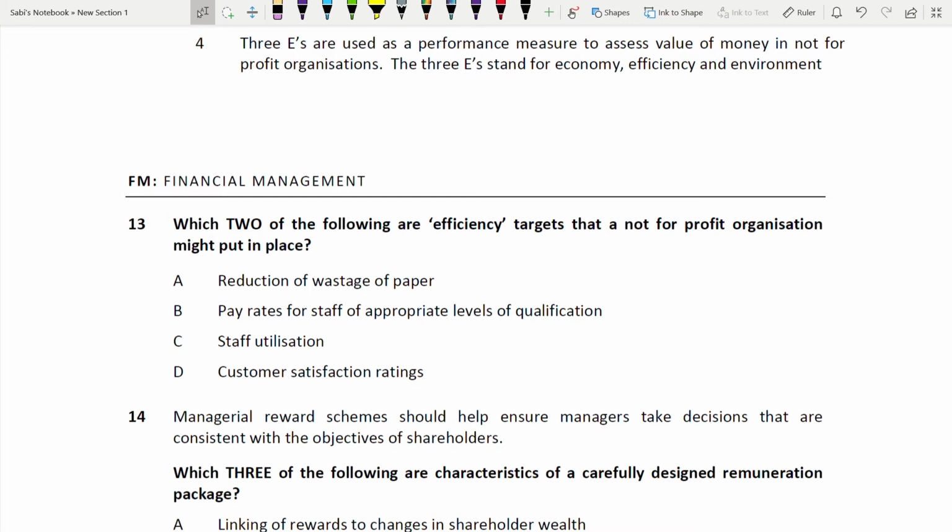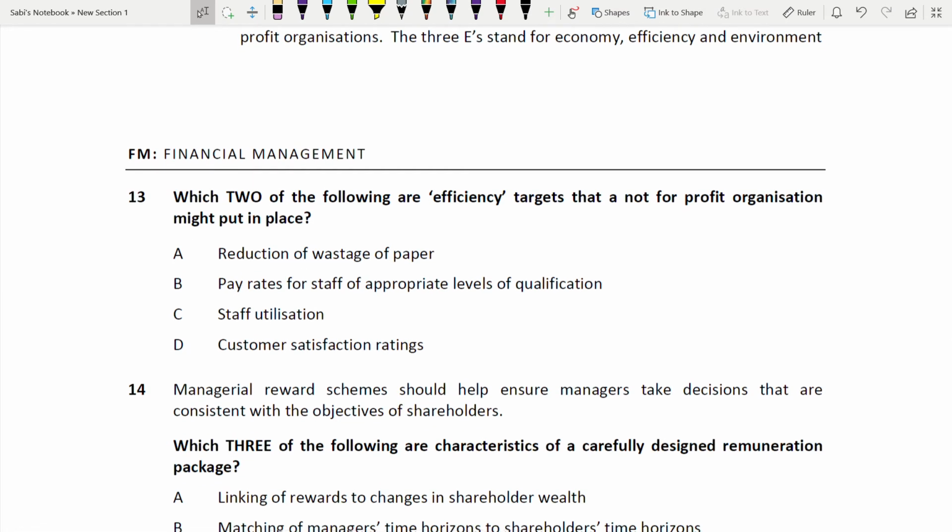13. Which two of the following are efficiency targets that a not-for-profit organization might put in place? First, it is to identify the efficiency target. Here they might give you economy also, they might give you effectiveness target also. What you have to care about is the efficiency target. What is efficiency all about? It is about the system, the process, utilizing the resources and all.